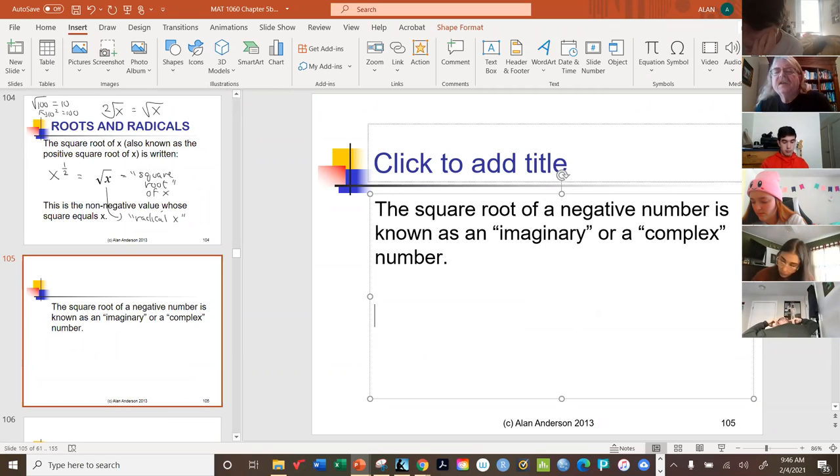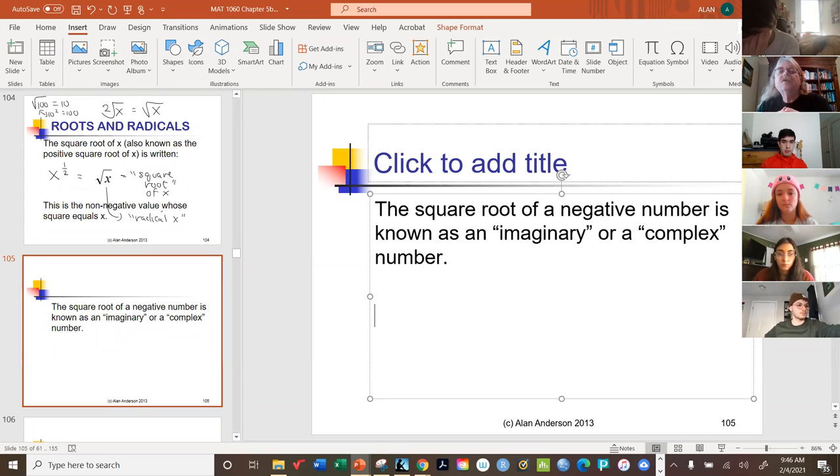Now, we will see a video soon enough, maybe next week, where they explain this just a little bit further. Essentially, you can think of these as existing separately from the real number system. But you'd be surprised to discover that they do occasionally turn out to be useful in certain applied areas like engineering and statistics. We're not going to use them here, but you do know that they exist.